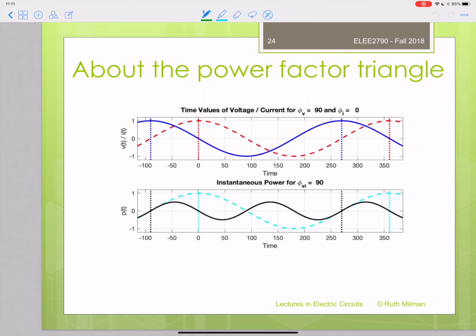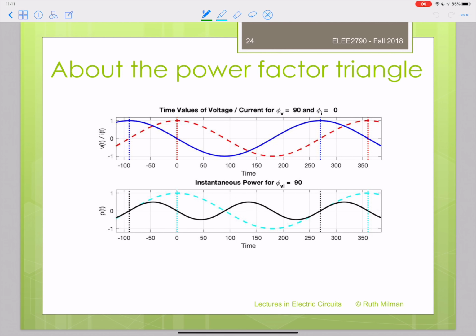Now, what I did want to do with you guys at the end of this lecture is take a little bit of a look at the power factor triangle and the corrections that we get out of here. So I've created a series of graphs that show you a little bit about what's going on in the power.